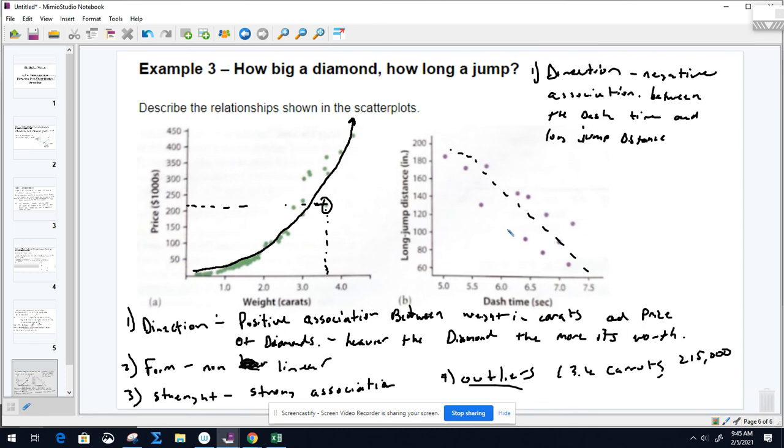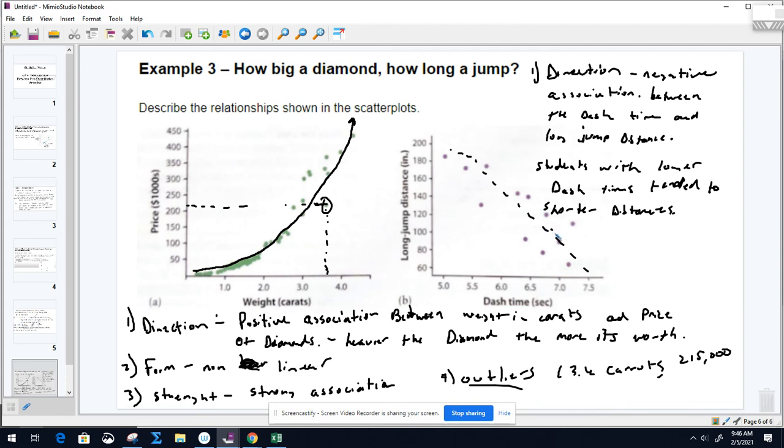The slower you are, the less likely you are to have a longer jump. So students with longer dash times tended to have shorter distances. Again, that should make sense. The faster you are, the further you're going to jump. The slower you are, the less likely you are to jump further.